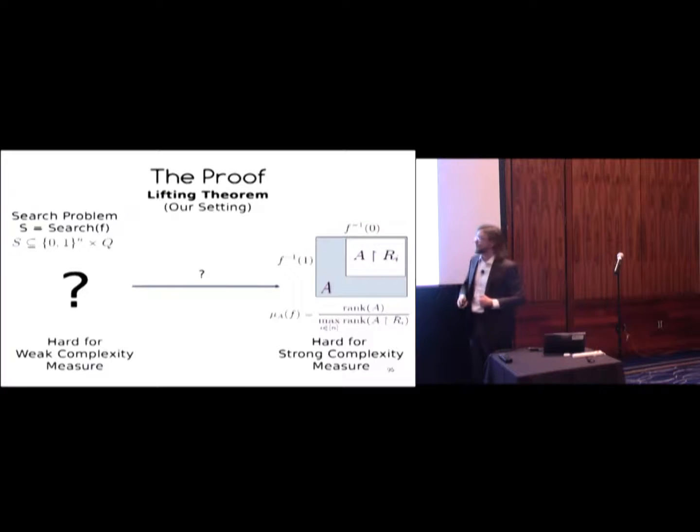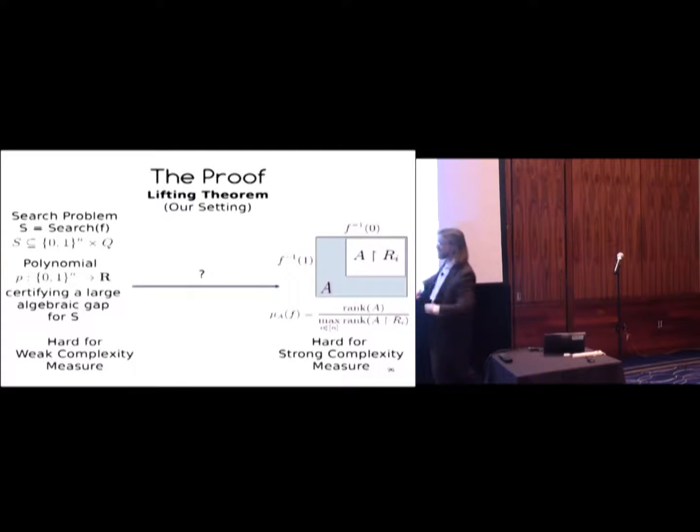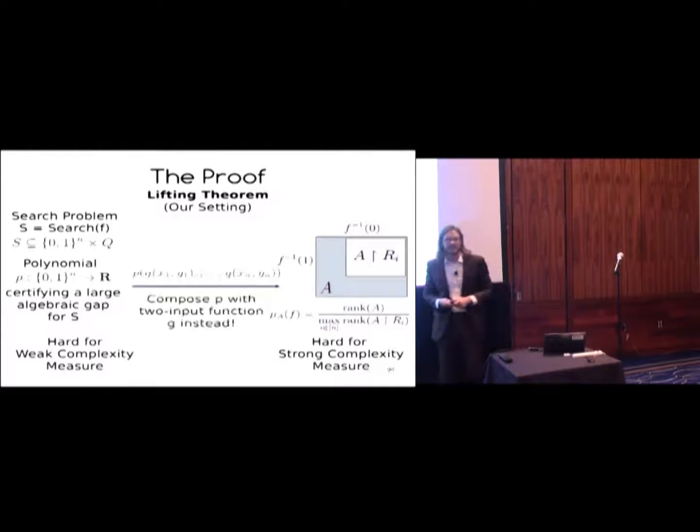So what we're going to do instead is introduce some indirection. We're going to introduce a polynomial which certifies what we're going to call a large algebraic gap for the search problem. And instead of composing our gadget from before, our little inputs from before, with the search problem, we'll just compose it with the polynomial instead. And then just by running this thing over all the ones and the zeros and plugging it into the polynomial, we'll get the entries for every guy in A.